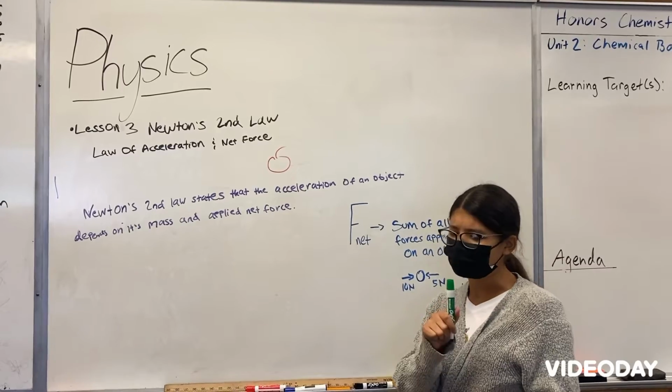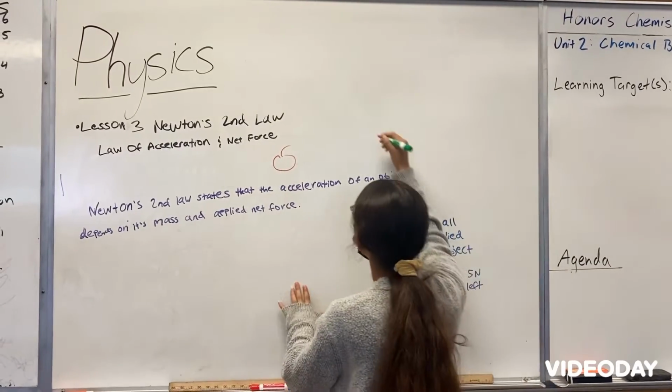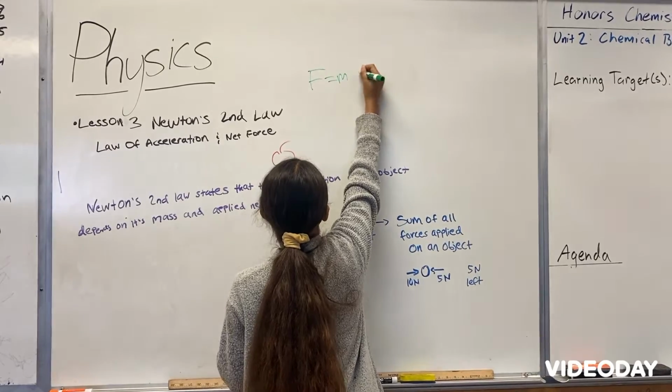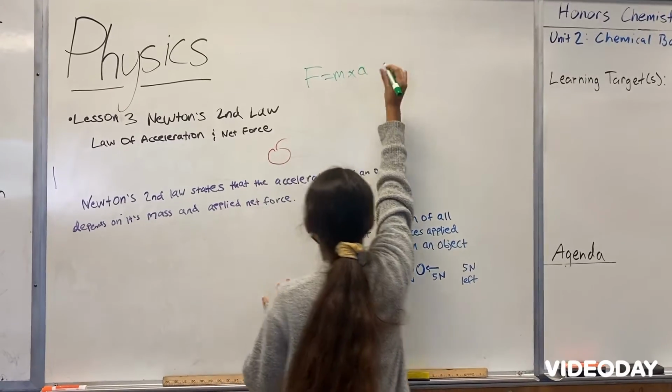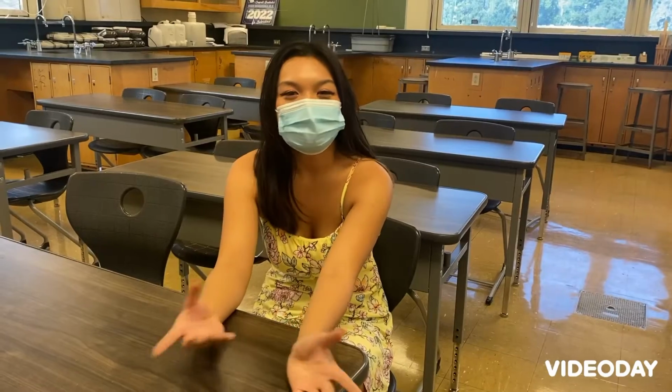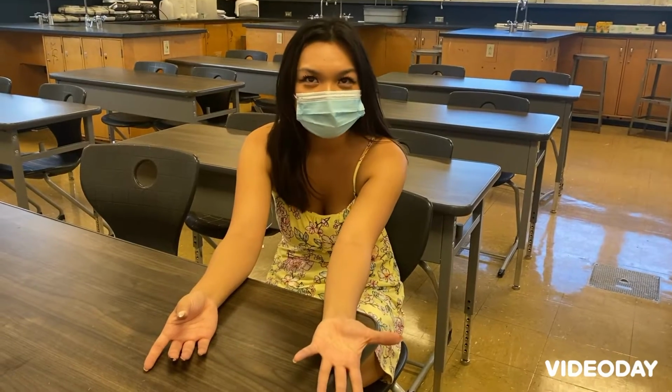That makes sense, but how do you find the net force? Another great question. So you can find the net force by multiplying the mass of the object and its acceleration using the equation F equals ma. That makes sense, but what does that have to do with the difference between a ball rolling down a hill and a car rolling down a hill?